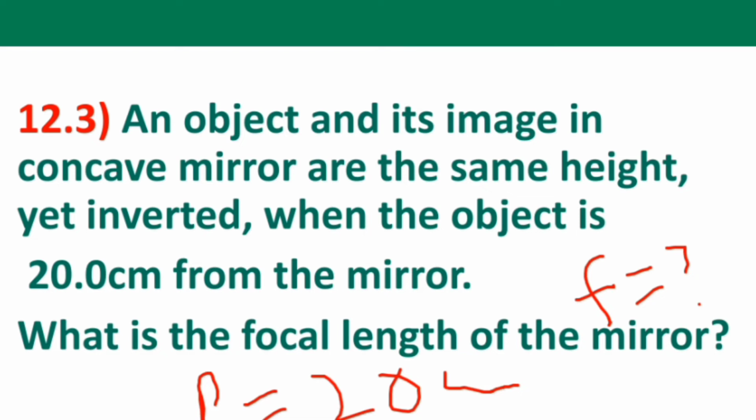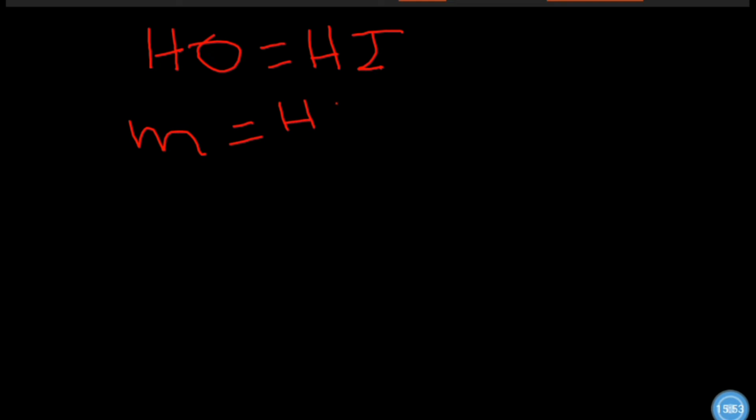Now listen carefully. It has been written in this numerical that the object and the image height are the same, means HO is equal to HI. Okay, if HO is equal to HI, then M is equal to HI upon HO and the value of M would be equal to 1. If HI is equal to HO, then the value of M would be equal to 1.